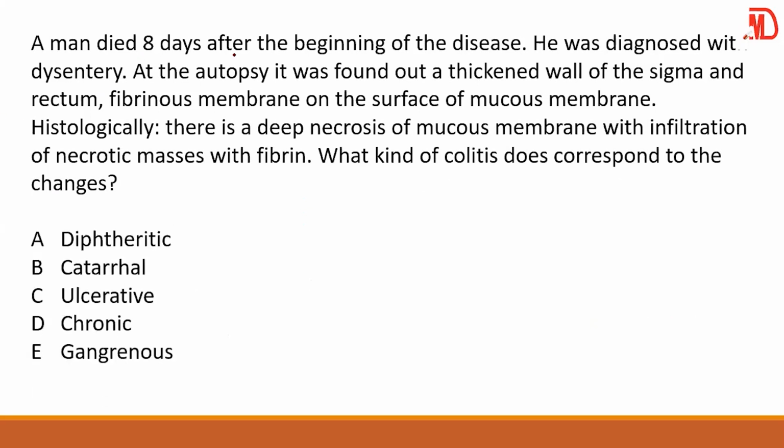A man died 8 days after the beginning of the disease. He was diagnosed with dysentery. At the autopsy, it was found out a thickened wall of the sigma and rectum, fibrinous membrane on the surface of the mucous membrane. Histologically, there is a deep necrosis of the mucous membrane with infiltration of necrotic masses with fibrin.